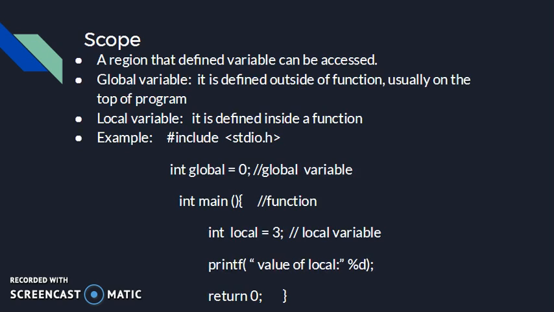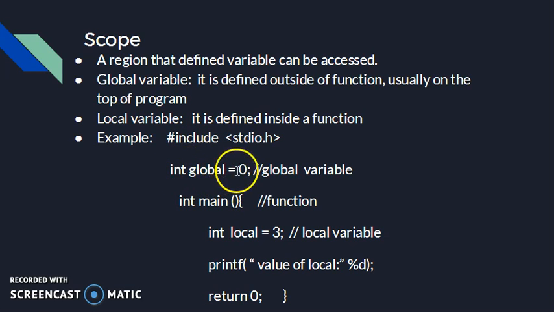Welcome back. Next, we will learn what is scope. It is a region that defined variable can be accessed. There are two types of variables, which are global variable and local variable. Global variable is defined outside of function, usually on the top of program, whereas local variable is defined inside of function. The example is like this.